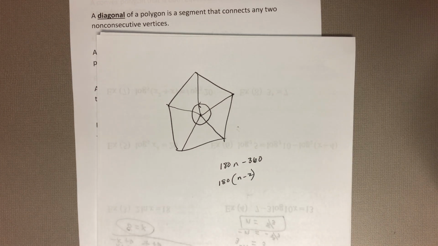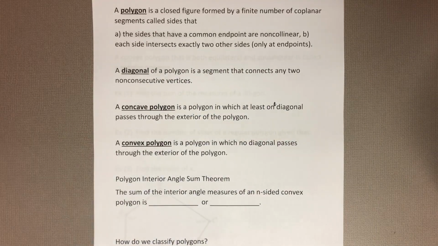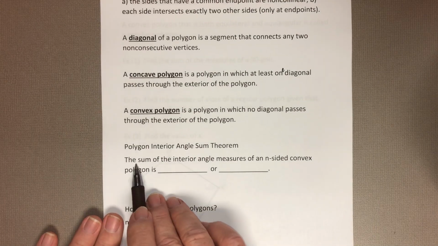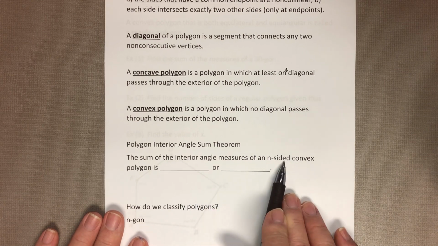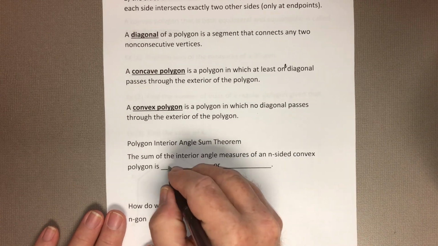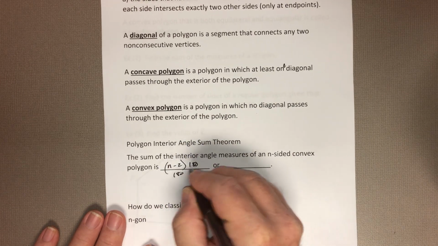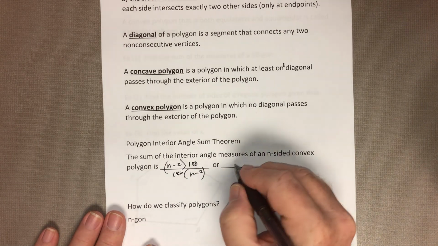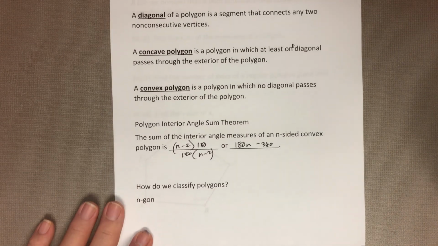And that is the expression we use to find the total sum of the interior angles of any convex polygon. So the sum of the interior angle measures of an n-sided convex polygon is n minus 2 times 180, or you can write that 180 times n minus 2, same thing, or 180n minus 360. You write it whichever way you like.